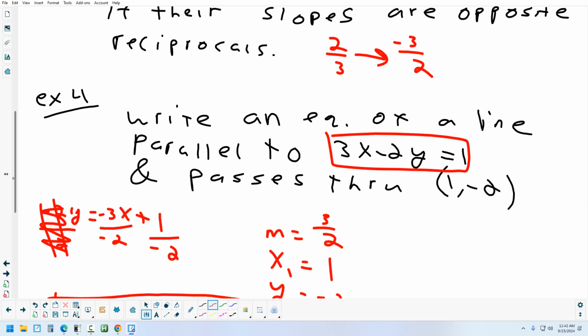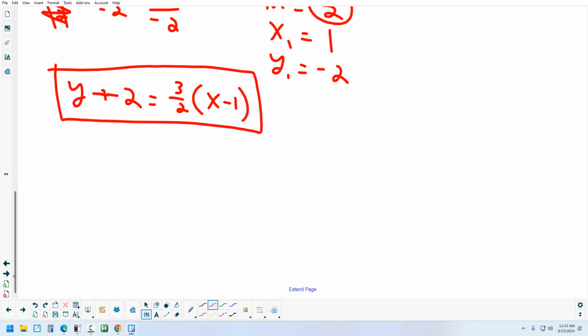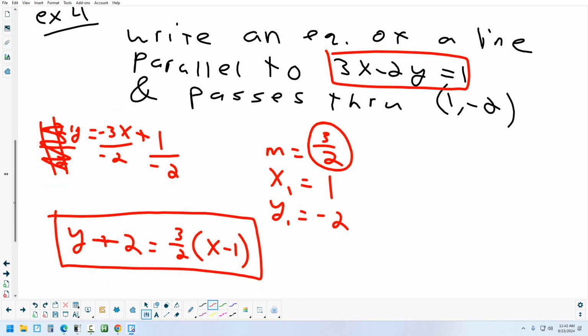Okay. If they wanted perpendicular, you would have done all the same steps, except instead of using 3/2, what number would you have used right here instead? -2/3. -2/3, but you would have done the same steps. Okay. Any question on that one?